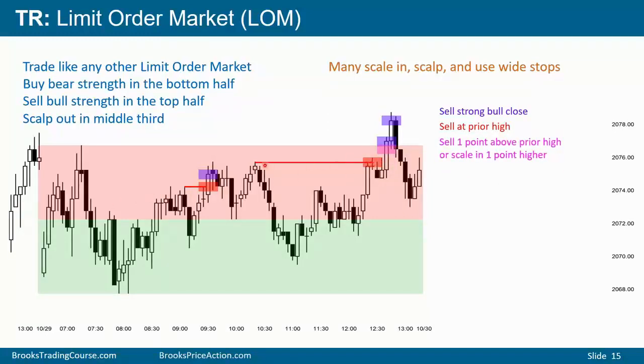Some bears will sell at a prior high and they'll scale in higher, 1 point higher or 2 points higher. Or they'll sell on a reversal down, below a bear bar.